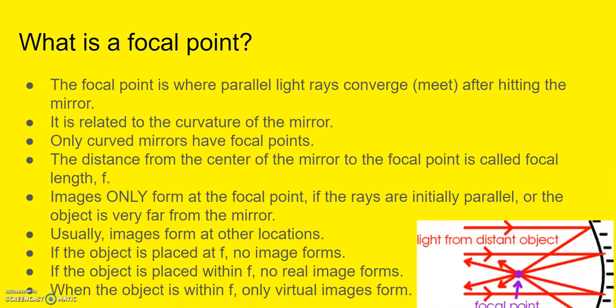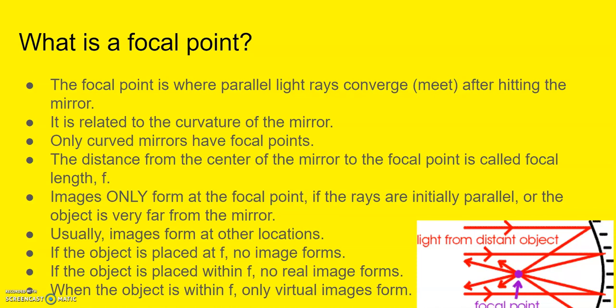The distance from the center of the mirror to the focal point is called the focal length or the focal distance. If you've ever played around with cameras before, you know that this is related to what's going on with lenses, if you've learned about focal lengths. Images only form at the focal point, but that's if the rays are initially parallel. And that happens to be more of a rare case.